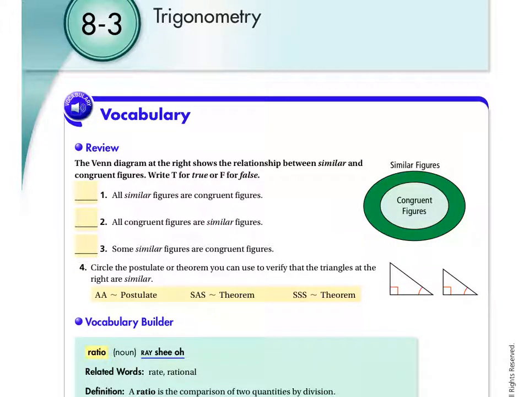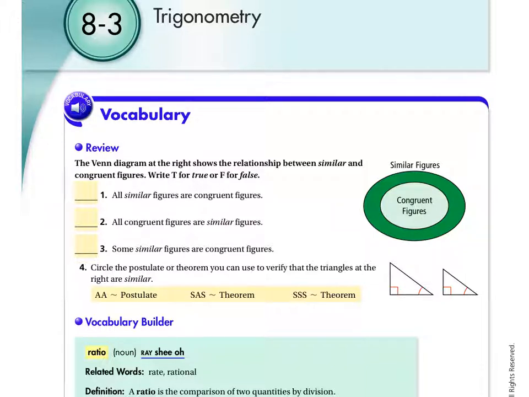All right, so we're entering section 8-3. So as I said, we're entering 8-3. It is your application, a huge chapter used constantly throughout all of your future math courses. So it's really vital that you understand what we're doing in this section.